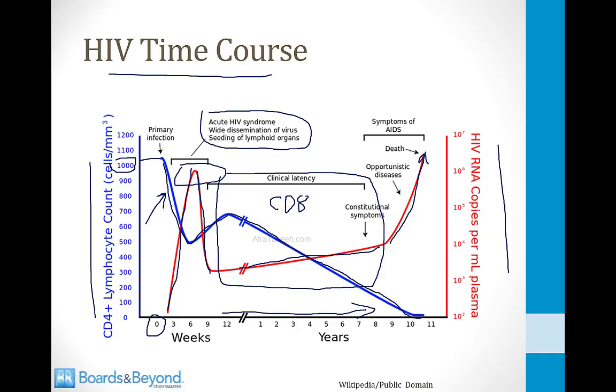The other thing to know is that there is what's called a viral set point right here, where the virus sort of settles out after the acute phase. And that set point is different in different patients who are infected, and the lower that set point is, the longer you will have before you develop AIDS. Additionally, there is a point where the CD4 count sort of settles out after the acute phase when the patient enters clinical latency. The higher that CD4 count is, the longer it will take to reach AIDS.